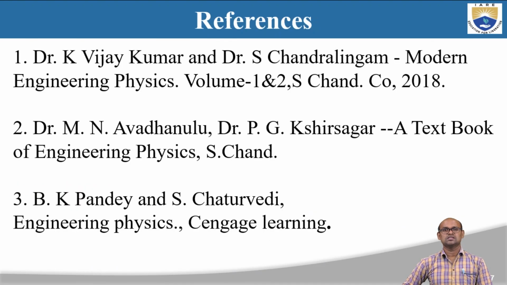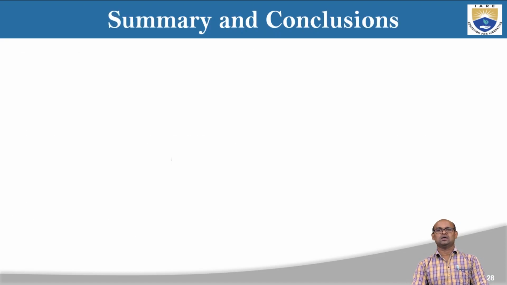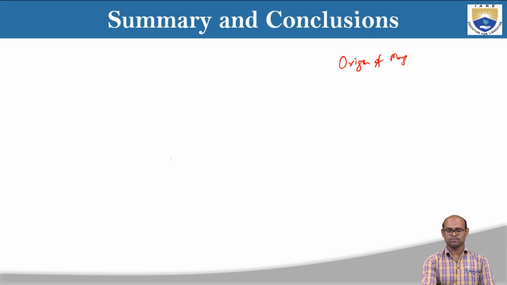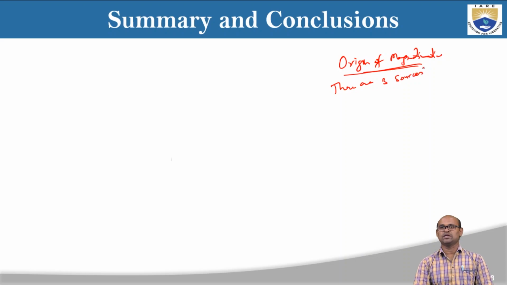Okay, so these are some of the references that I used in this presentation. And to summarize, in this presentation, I have discussed the origin of magnetization. That means how a material gets magnetized when we place the material in the presence of a magnetic field. Then I have discussed the sources of magnetization. I discussed that there are three sources because of which a material gets magnetized.